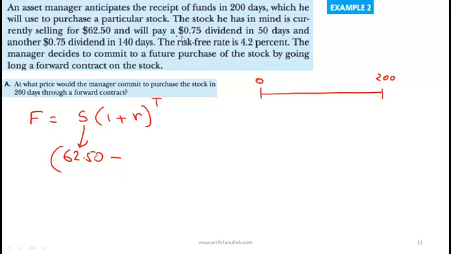One is on day 50, a dividend of 0.75, and on day 140, a dividend again of 0.75. So what's the present value of the dividends? If you discount this back and add the two, the present value of dividends should come up to 1.48. And just eyeballing this, does this make sense? We have a relatively low risk-free rate, and it should be just a little under 1.50.